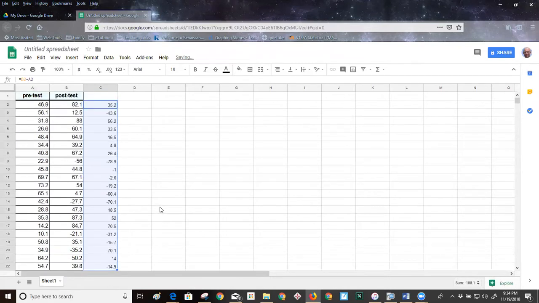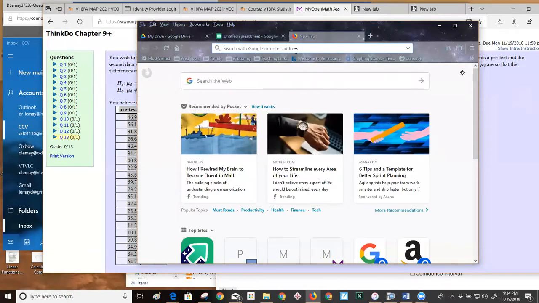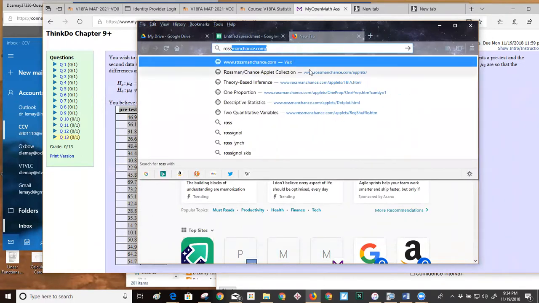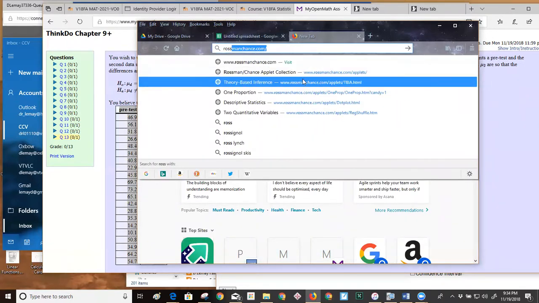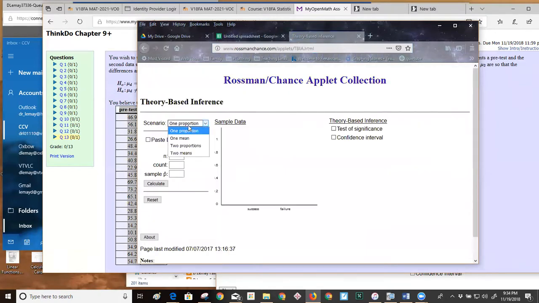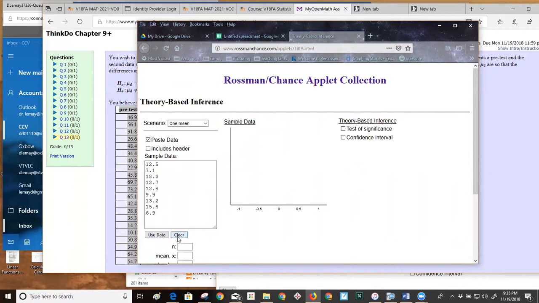Okay, so now I know this is a test of mean differences. So I'm going to just copy the one set of data, and I'm going to go to Rossman Chance. Okay, and I've got one mean. I'm going to paste my data in. I've got to clear it first.